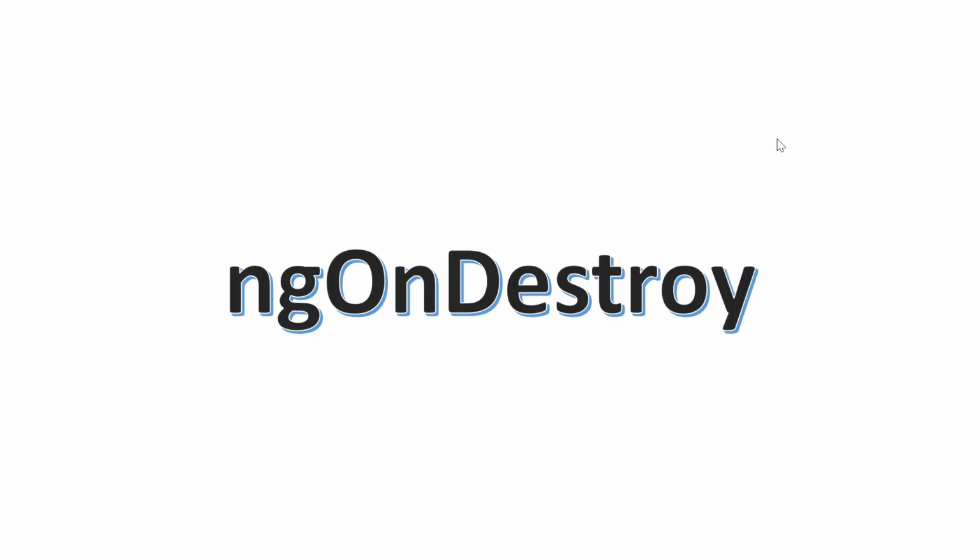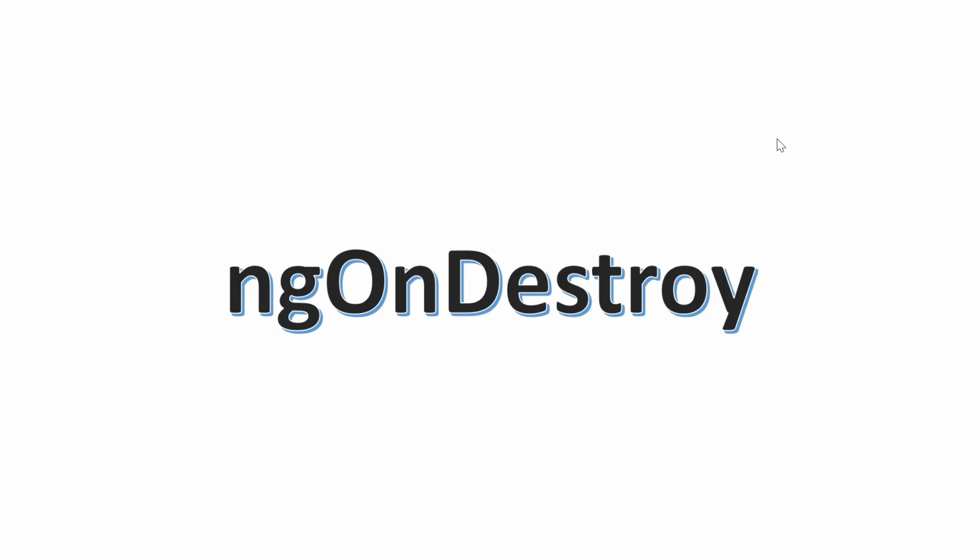This is the last method from the component lifecycle. The name is ngOnDestroy, and this method will get called just before Angular destroys the instance of a particular component. Suppose a selector of a component that you are using in your page is no longer used. And how will this happen?